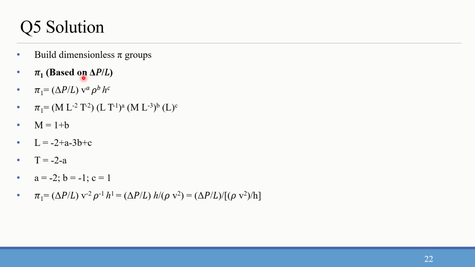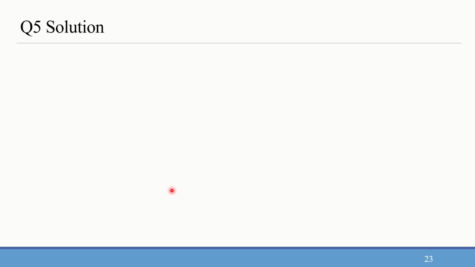So we are substituting back in the original equation. So delta P by L, V minus 2, rho minus 1, H is 1. So delta P by L into H by rho V square equal to delta P by L divided by rho V square by H. So we can write it in this particular form also. Whatever the form, it doesn't matter. It is just that approach we should be seeing.